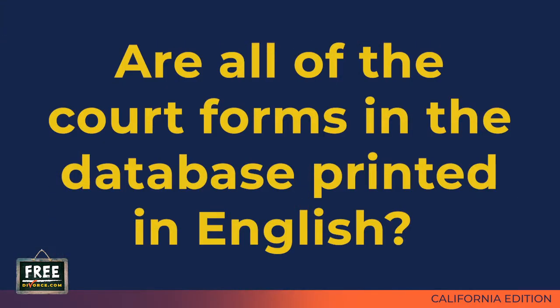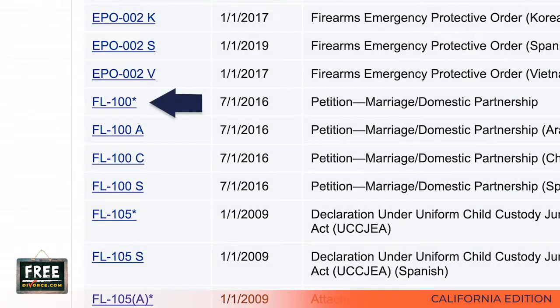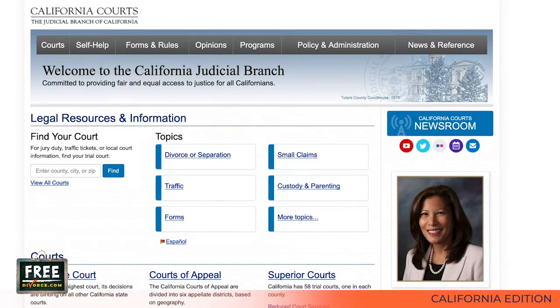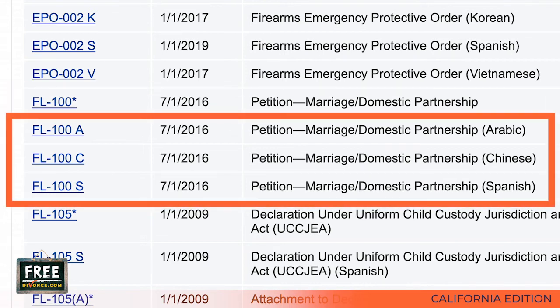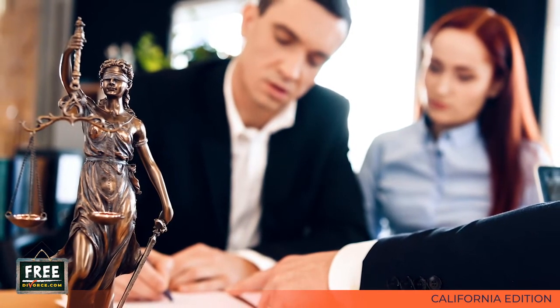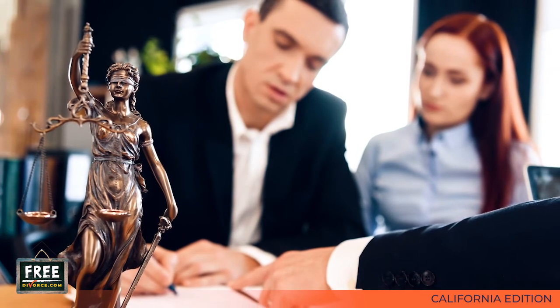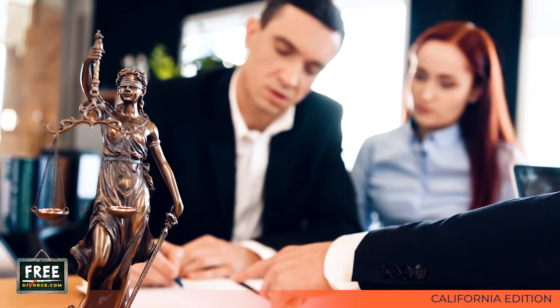Are all of the court forms in our database printed in English? Yes. Some of the judicial counsel forms exist in different languages. For example, the Petition for Dissolution of Marriage, FL 100, can be found on the Judicial Council website in English, Spanish, Chinese, and Arabic. We did not include these translated forms in our database for a number of reasons. First, the court clerk will only accept forms that are printed in English. Second, there are a very limited number of forms that have been translated. We felt inclusion of the translated versions of the forms in our database would create confusion.